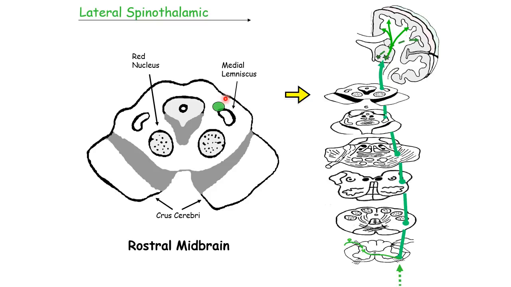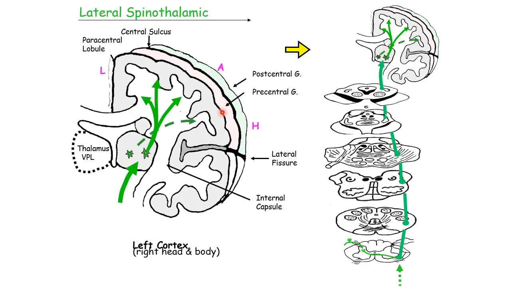As we go higher up in the midbrain, we see that both continue in a lateral position, the spinothalamic pathway as well as the medial lemniscus. And we see them up here in the midbrain. And then from the midbrain, we're going to go up into the thalamus, and we see a synapse on the third order neuron in the ventral posterior lateral nucleus of the thalamus.